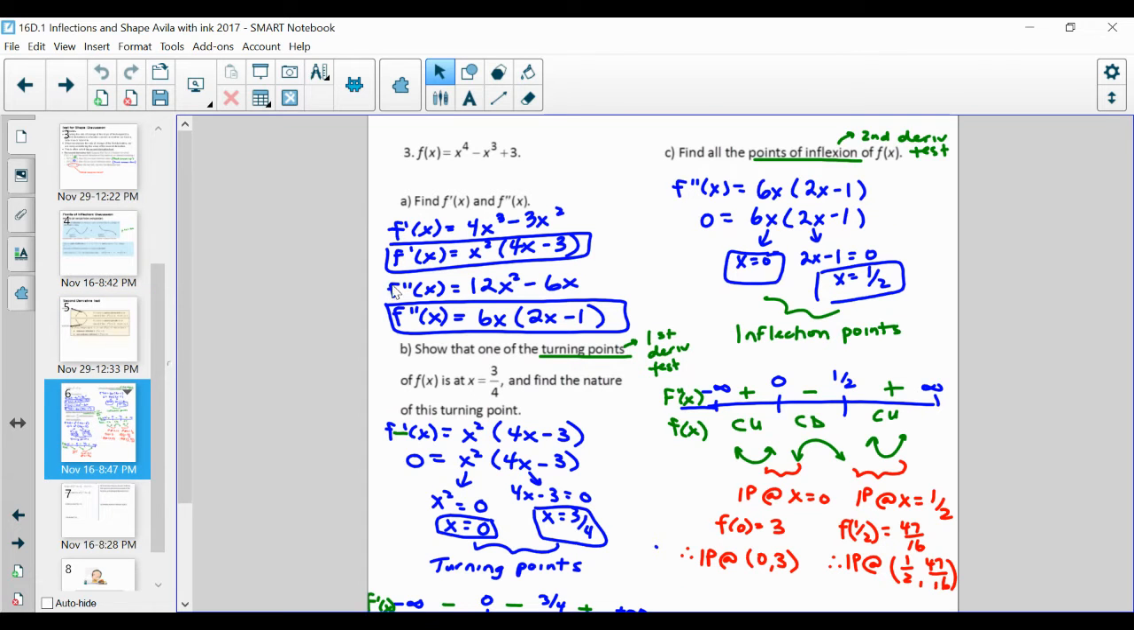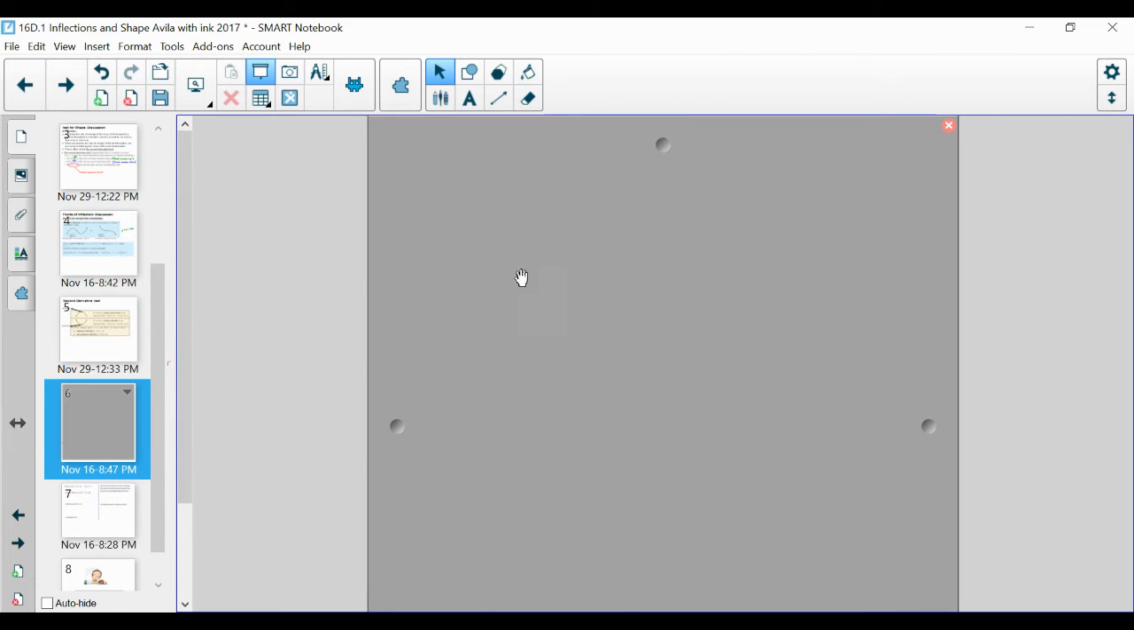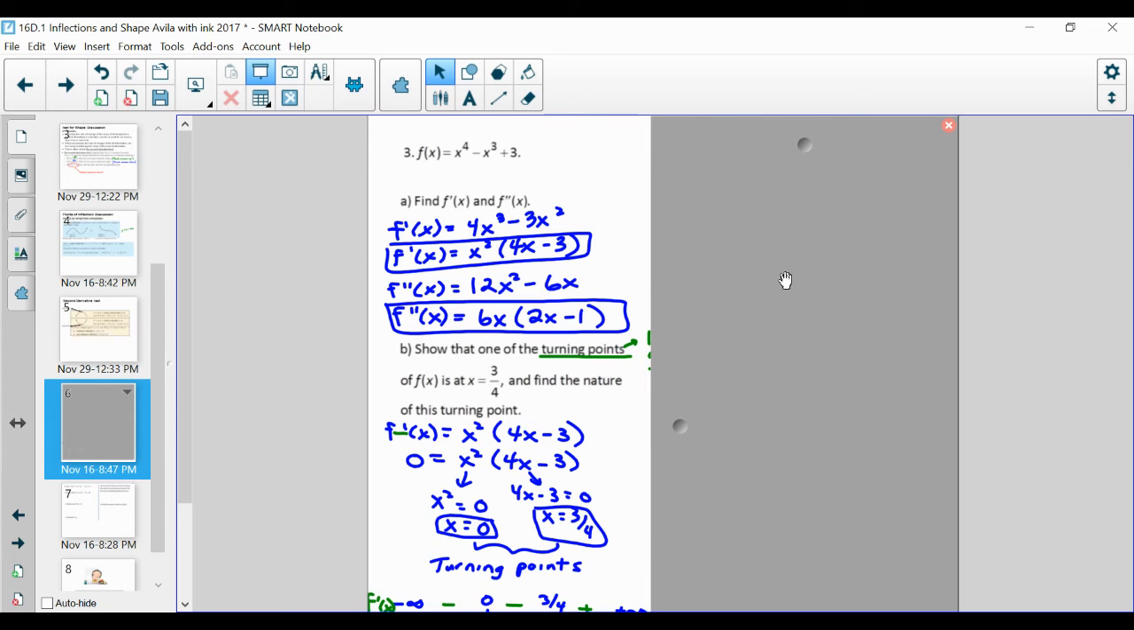So here is an example. I'm just going to put down a shade here to make it a little bit more manageable. So we have the function x to the 4 minus x cubed plus 3. And to find out about curvature, we need to do the first derivative and the second derivative. So I take the first derivative and I get x squared times 4x minus 3. And then I take the second derivative.